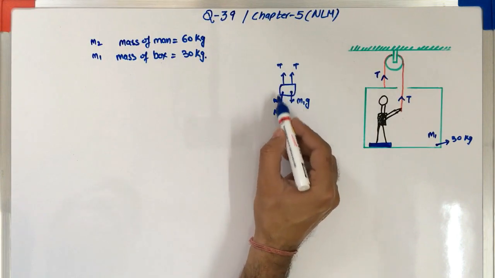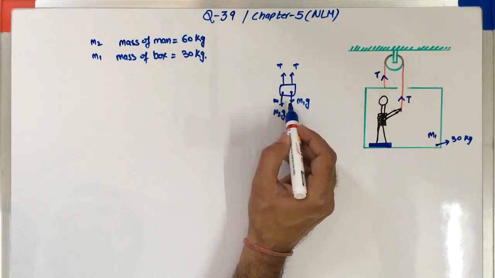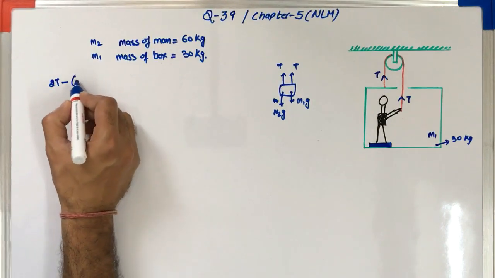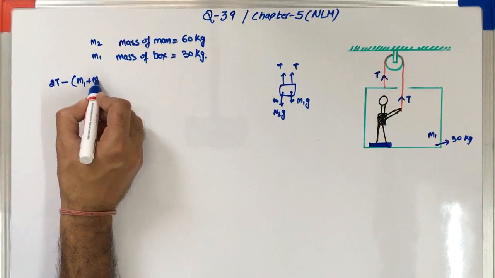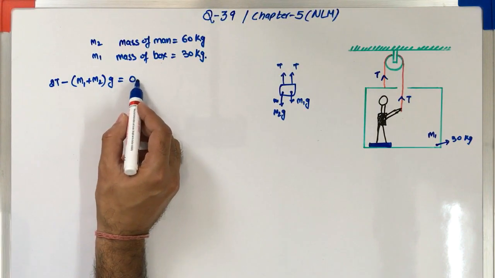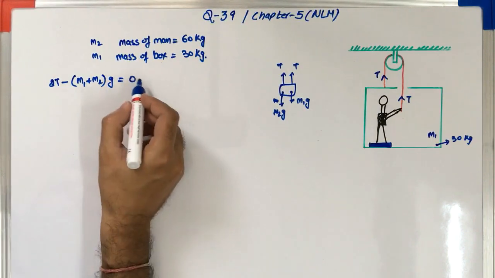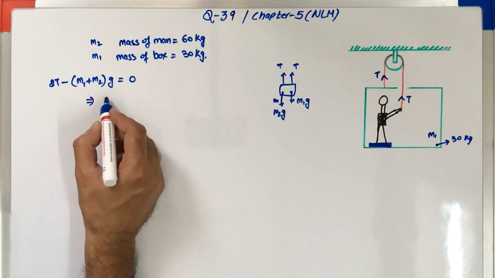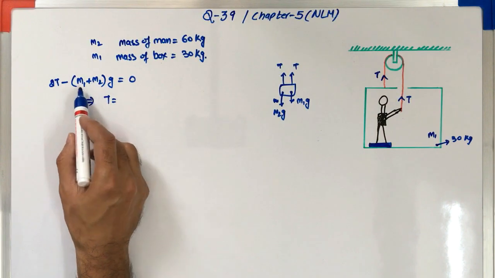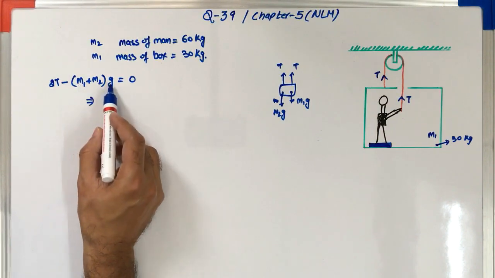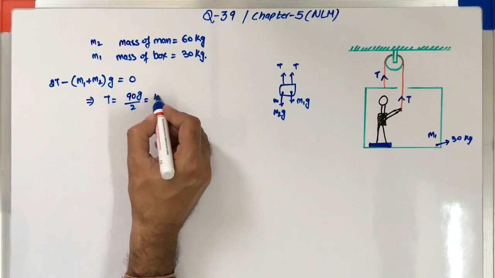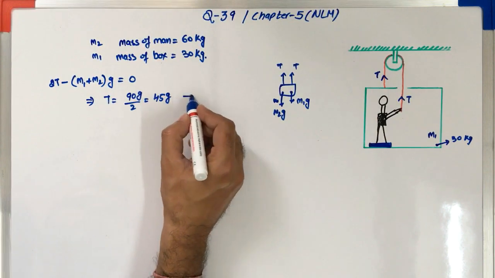Using this free body diagram we can write the equation of motion as 2T minus (m1 plus m2) times g is equal to (m1 plus m2) times a, which is 0. From this equation we get the value of T. m1 is 30 kg, m2 is 60 kg, so 30 plus 60 is 90, 90g by 2, so T is 45g. Say this is equation 1.